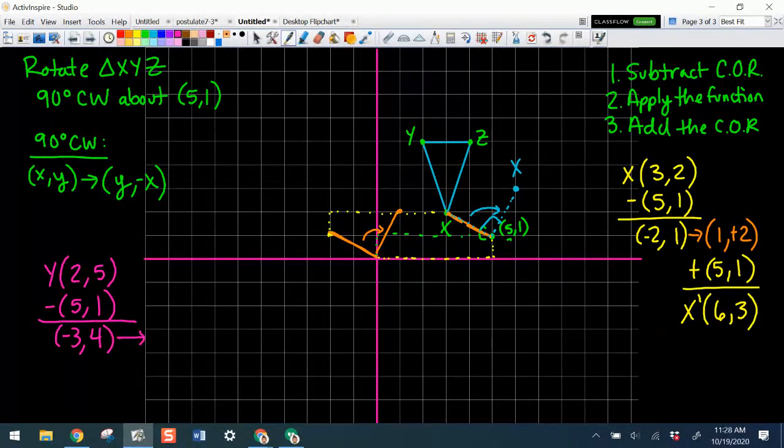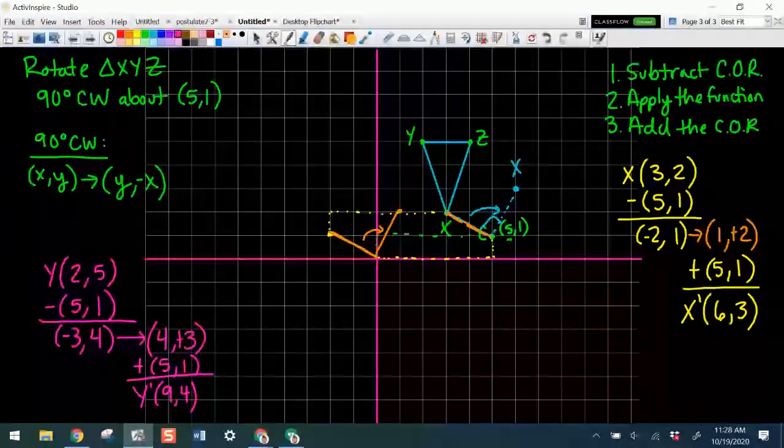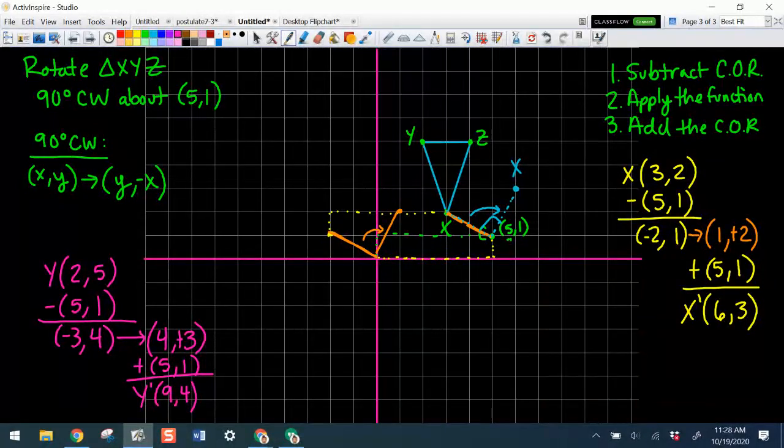We will apply the function, which again tells us to swap x and y. So swap x and y, then change the sign of the second number. Then we will add the center of rotation back. So we'll add (5, 1) and find that y prime is located at (9, 4). So let's go graph that. Here's 5, 6, 7, 8, 9, 1, 2, 3, 4.